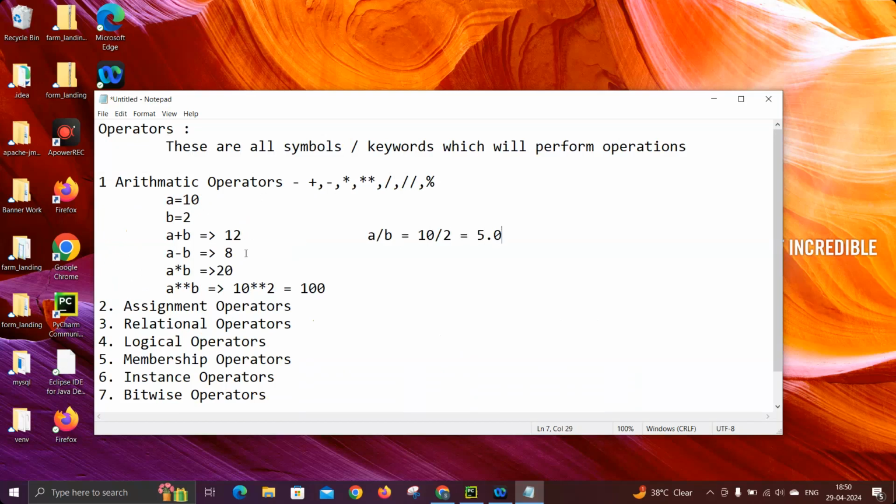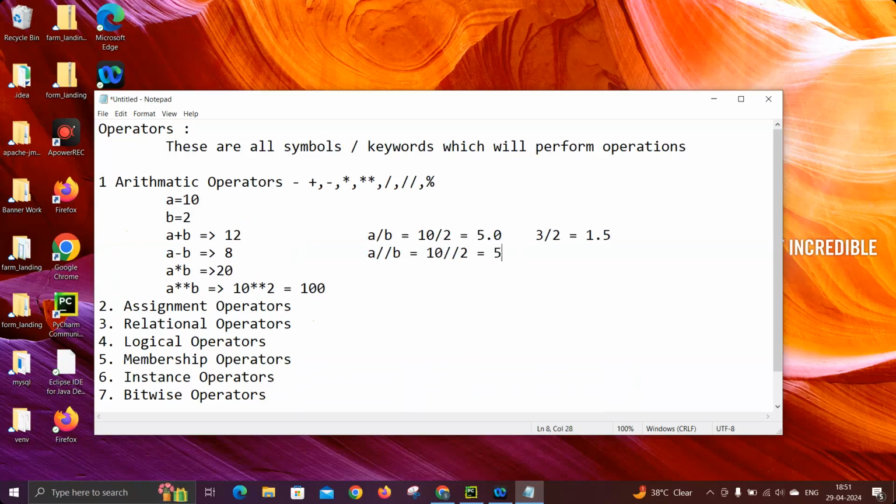But if you want only 5 instead of 5.0, then you should use A double slash B, that is 10 double slash 2, which is nothing but 5. This is the major difference between the single slash and double slash. I will give you one more example. Let's take 3 by 2. It will give you 1.5.